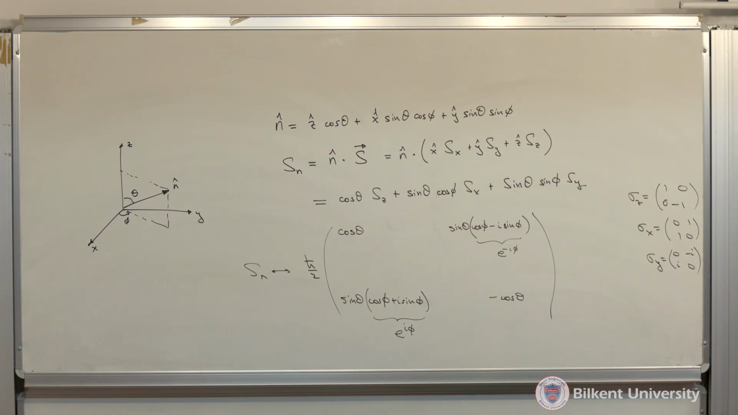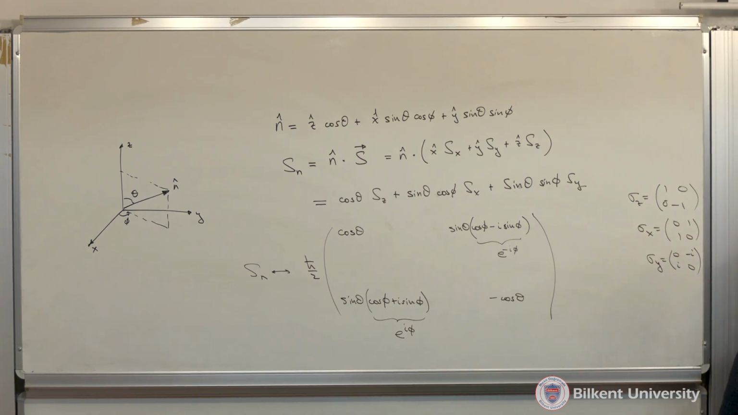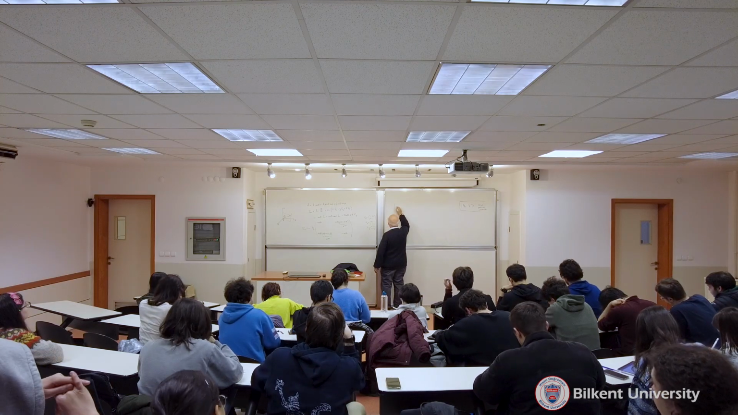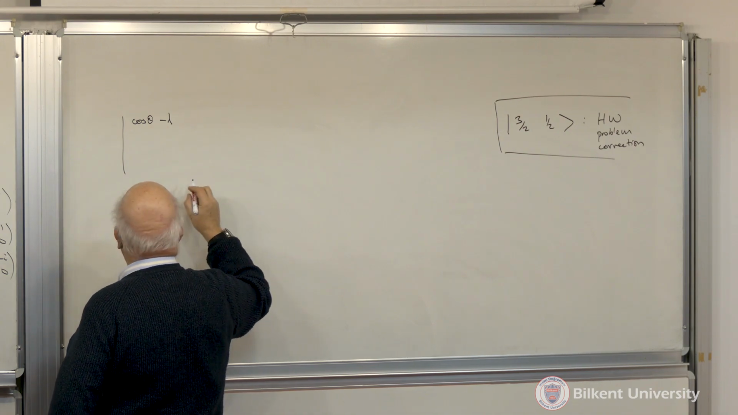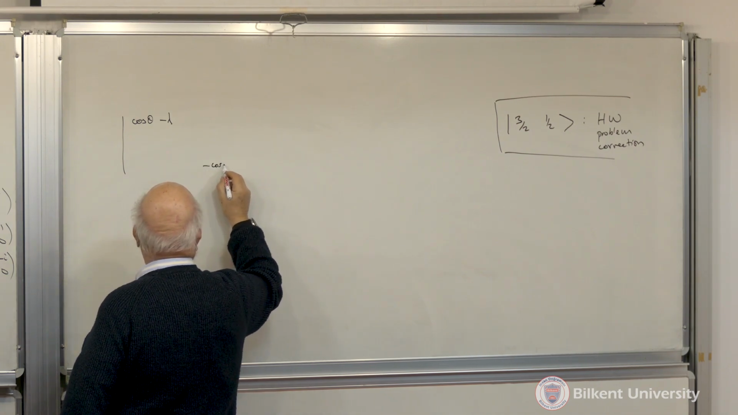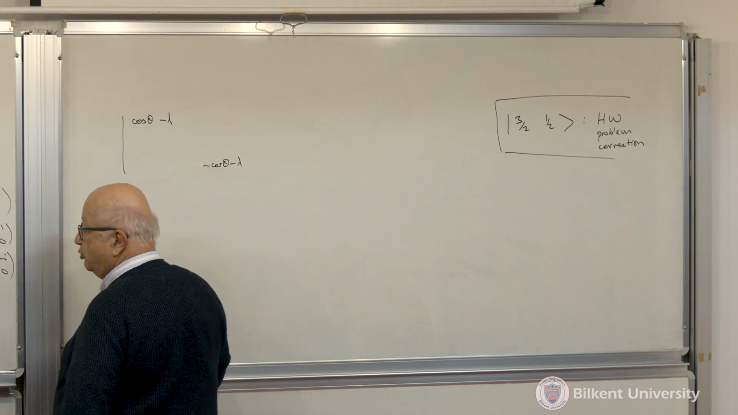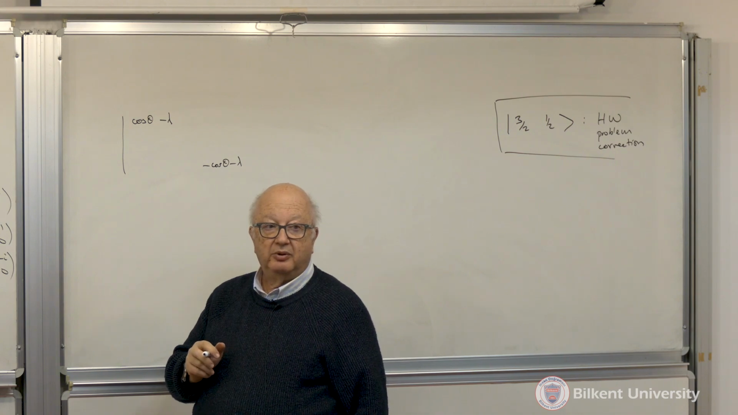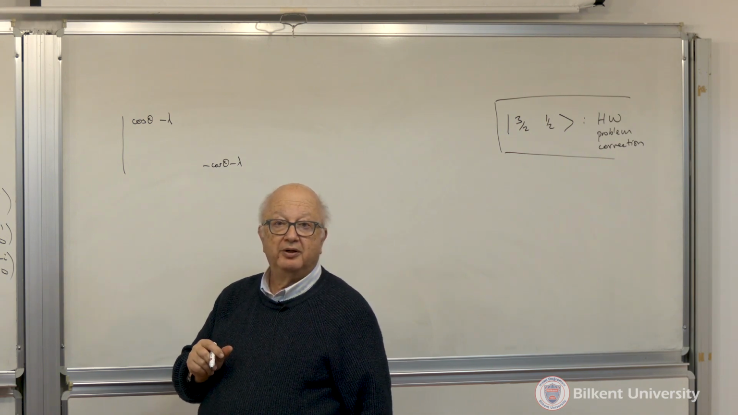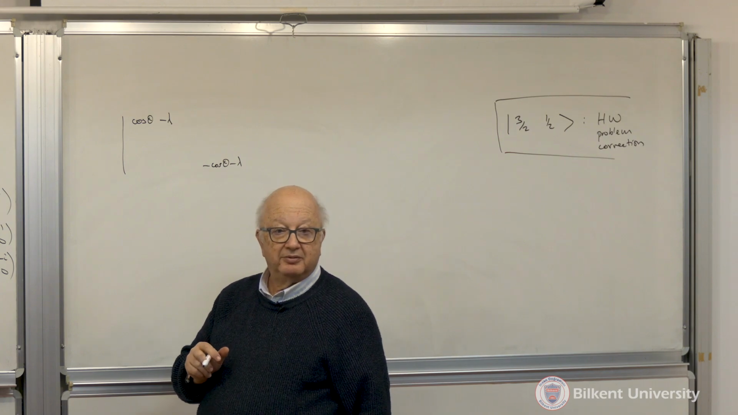Again, what we do is we look at the eigenvalues and their eigenvectors. Okay, so let's just look at it without the h bar over 2. I'm going to be interested in cosine theta minus lambda and minus cosine theta minus lambda. What should I find for the lambdas? What will be the eigenvalues of this object?